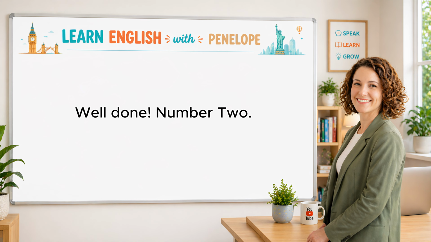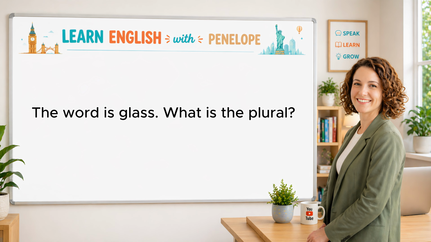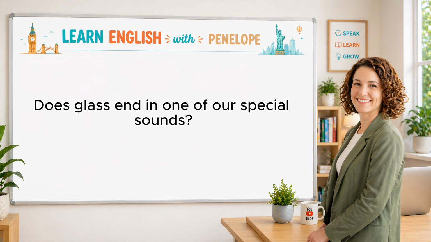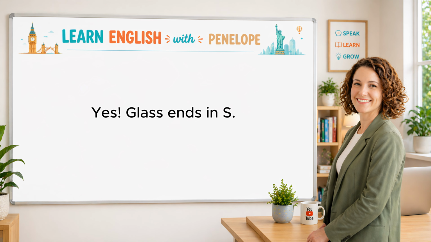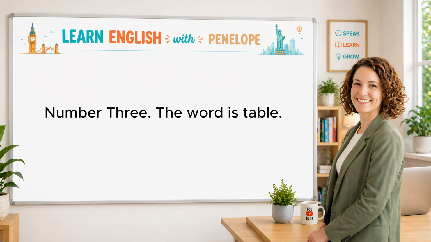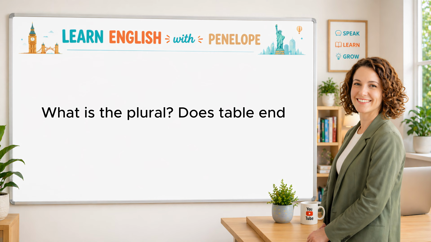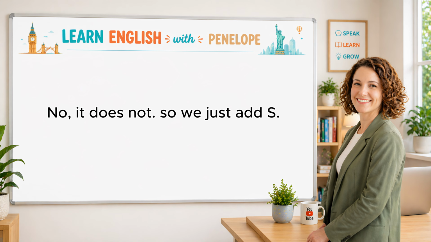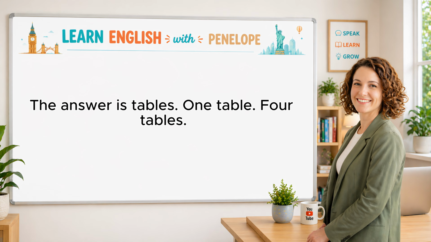Well done. Number 2, the word is glass. What is the plural? Does glass end in one of our special sounds? Yes, glass ends in s. So we add es. The answer is glasses. 1 glass, 2 glasses, fantastic. Number 3, the word is table. What is the plural? Does table end in a special sound? No, it does not. So we just add s. The answer is tables. 1 table, 4 tables.